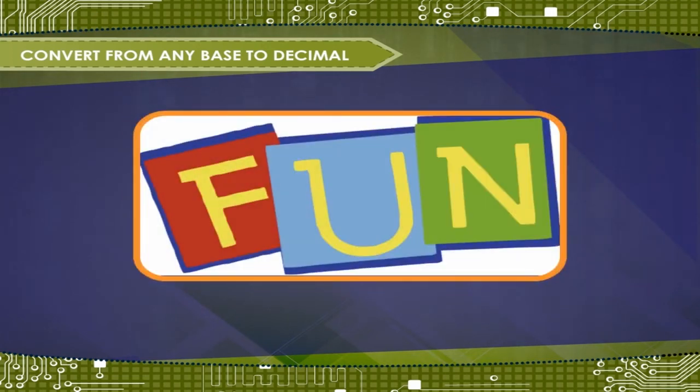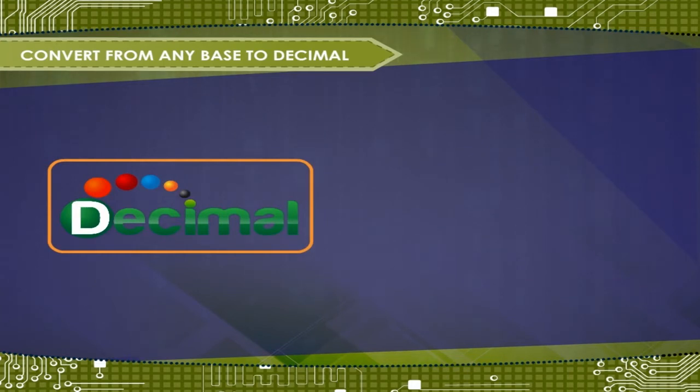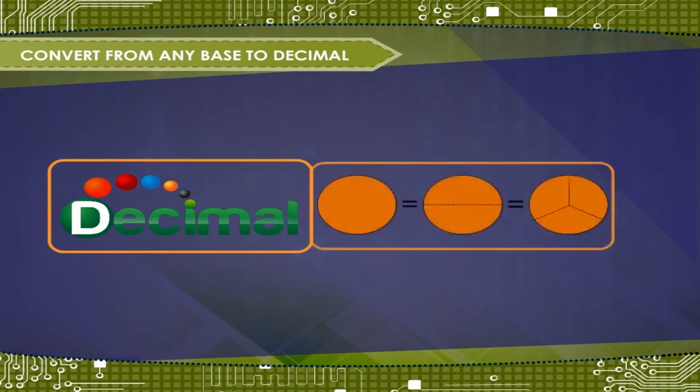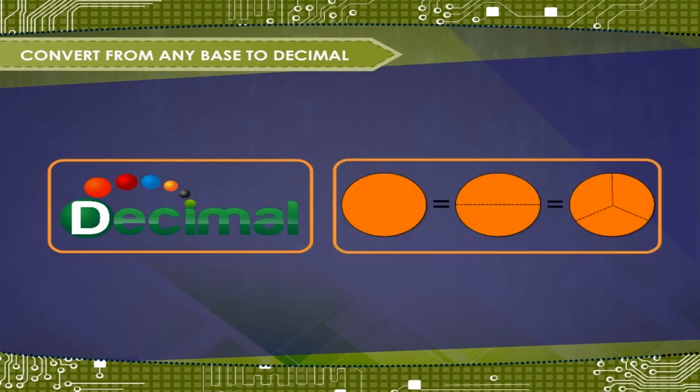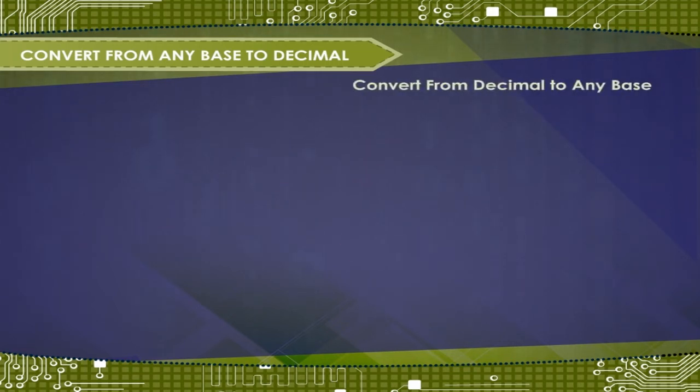Let us have fun now and play with numbers. Convert some decimal numbers into octal and binary and watch what the equivalent numbers are in different systems. So far, you have learned how to convert from any number system to the decimal system. Now, you will learn to convert from decimal to another system. Convert from decimal to any base.